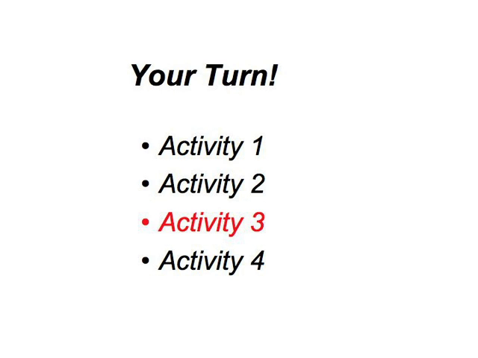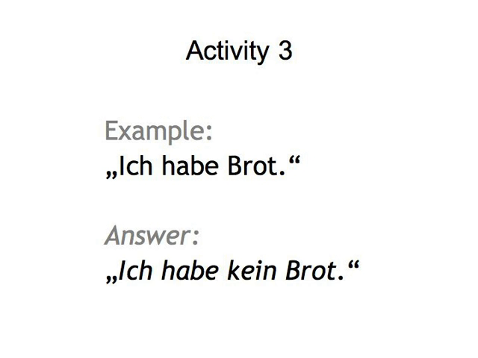Activity 3. The third activity is about when to use kein as opposed to nicht. Remember that kein is used to negate either the indefinite article ein or when we have no article at all, as in ich habe Brot, with the negation being ich habe kein Brot. So you again simply make our statements negative and, for example, say wir haben keine Milch in response to our sentence, ich habe Milch.